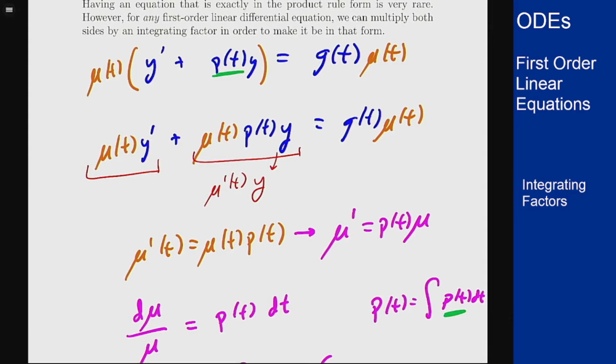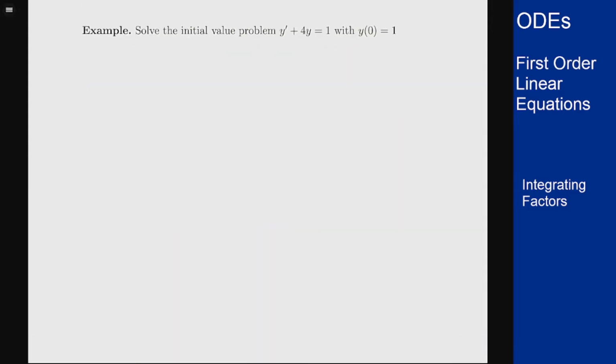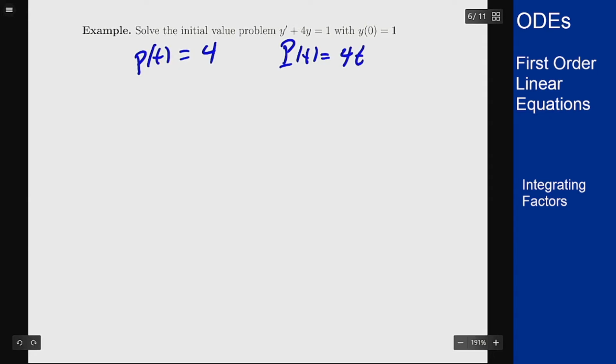Let's see how this works out in an example. We're going to solve the initial value problem y' + 4y = 1, with y(0) = 1. I can identify that my coefficient function p(t), the coefficient of y in the equation, is 4. Therefore its antiderivative, big P(t), is just 4t, because I'm integrating in t, which means my integrating factor mu(t) should be e^(4t).